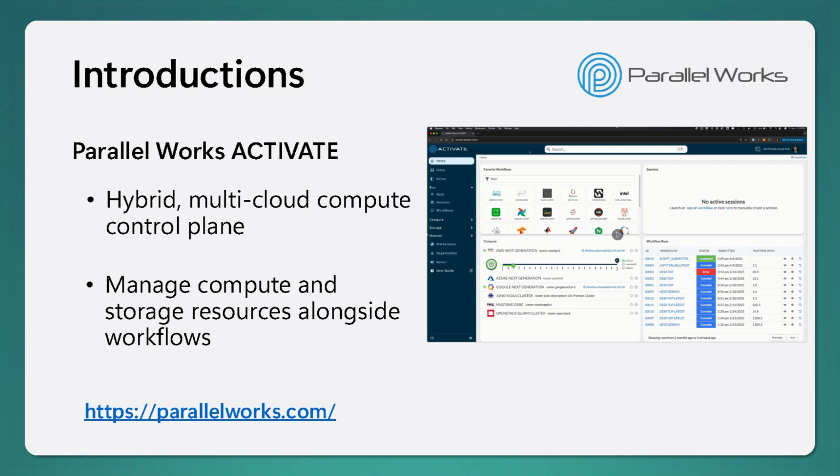ParallelWorks Activate is special because it provides a single control plane across many different sites. So it's hybrid. It can be on-premise or on cloud. And it's this control plane for the resources that are available to users. So the compute resources, their clusters, wherever they are. And these resources are managed and in the same control plane as the workflows are. So that's basically where jobs are run are the resources, and what users do are the workflows. And both of these are in the same place.